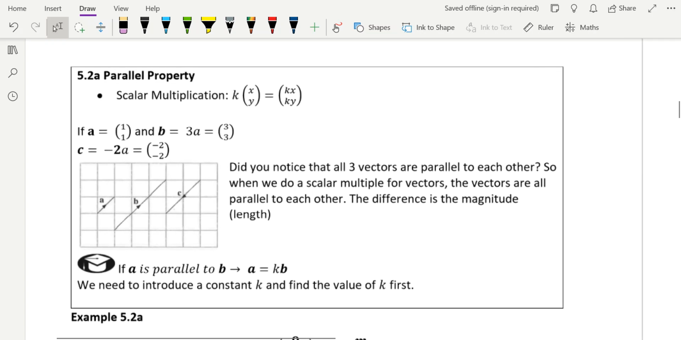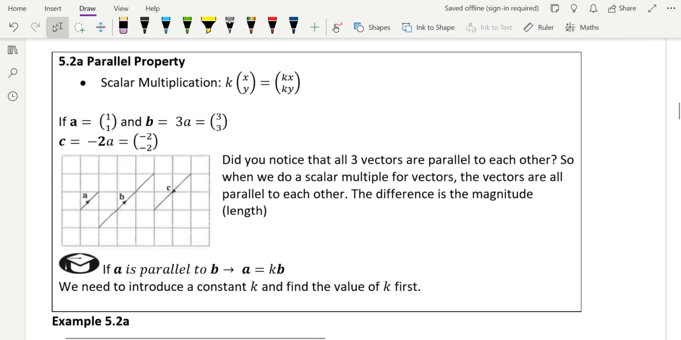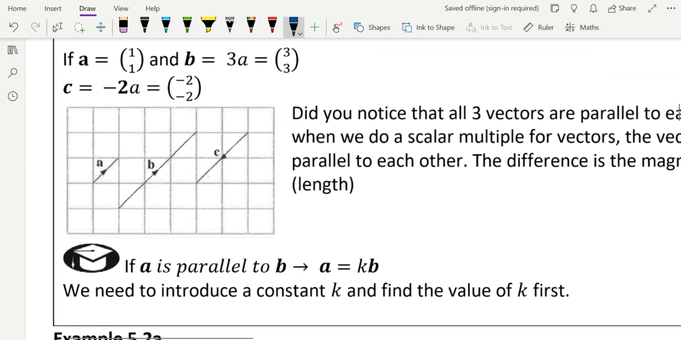Okay, in the whole of vectors, the hardest concept to understand is this parallel property. You realize just now when we did a few examples in front, when I multiply by a number in front, the number will go to both the X as well as the Y. Now what happens if you multiply by a negative number? So first you look at this diagram over here. A is (1, 1). If I multiply by 3, it will become (3, 3). Then you realize that the length will become 3 times that of A.